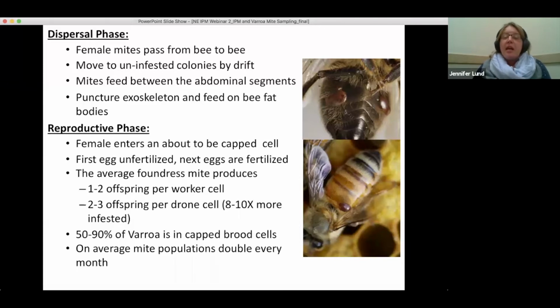And it's important to note that 50 to 90% of Varroa in a colony is inside the capped brood cells. So the vast majority, if there's brood in the hive, are in these brood cells. That's where they want to be. That's where they're reproducing. And then on average, mite populations will double every 20 to 30 days. So on average, every month, your mite populations are going to double. So next slide.